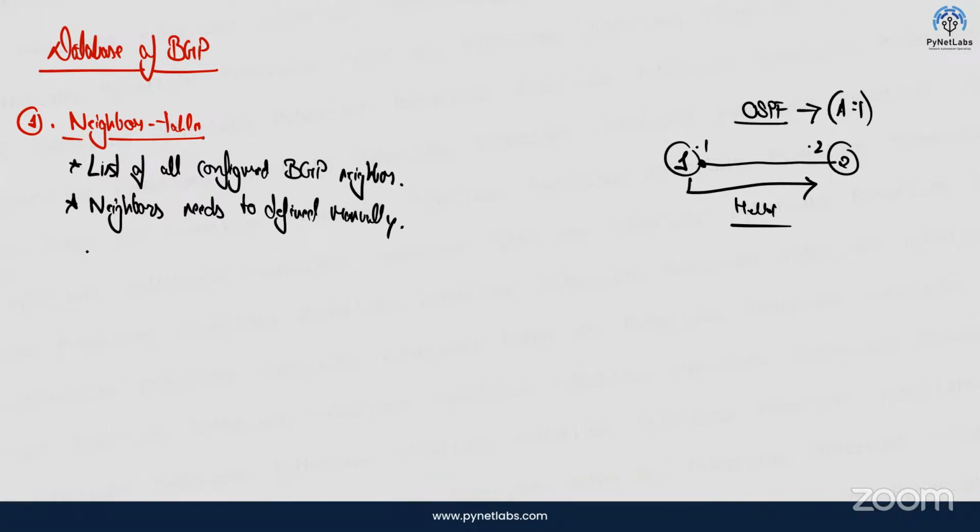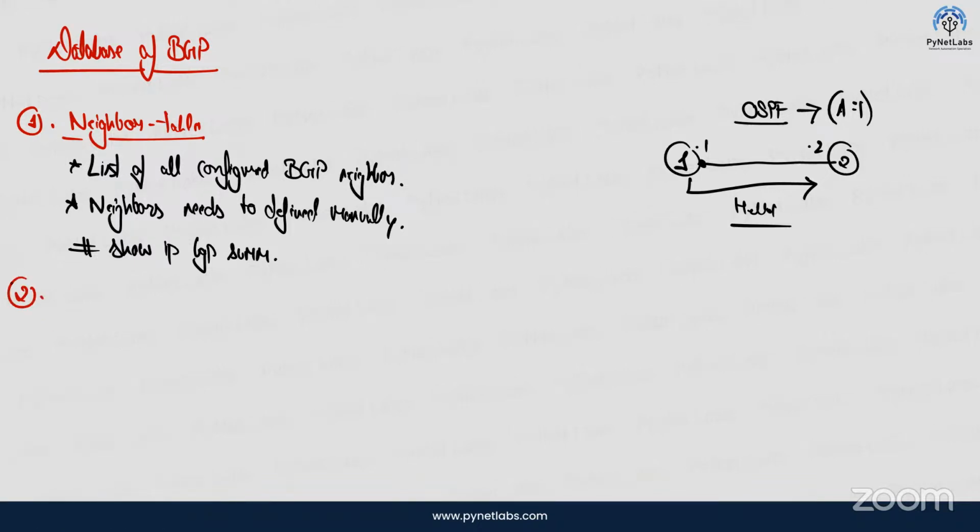To verify the neighbor table, there is a command you can use: show ip bgp summary. This is one command where you are going to see the list of all configured BGP neighbors. In case of IGP protocols, we write the statement that it is a list of all the directly connected neighbors. But with BGP, it is the manual configuration.